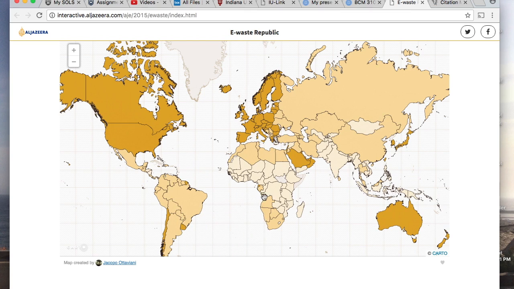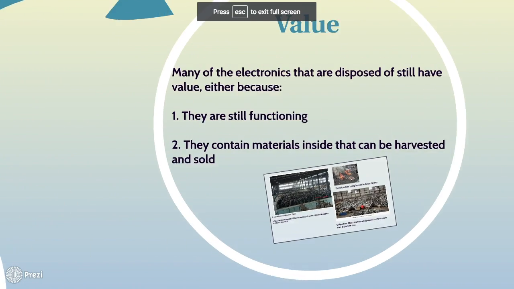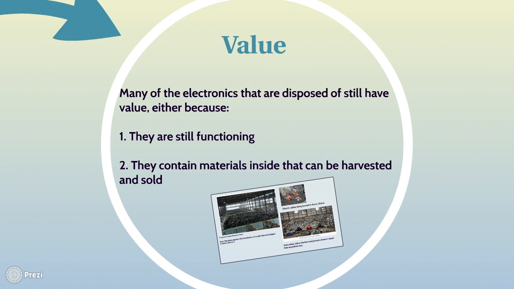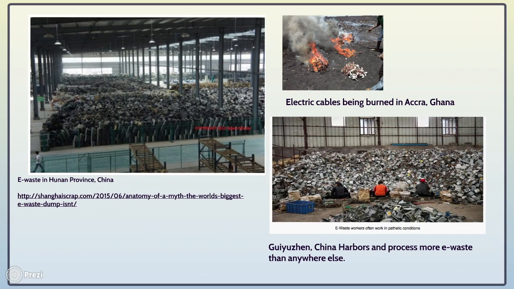You can scroll over different countries and see how much e-waste the country has produced per year and also per person. Much e-waste still has value because either it's still functioning or it contains materials that can be harvested and sold. Developing places like Ghana receive a lot of e-waste. Their country is filled with repair shops and second-hand markets, but there is still a lot of e-waste in their country. In pictures like this, you can see cables being collected and burned so that the copper wiring can be sold for a small amount of money.